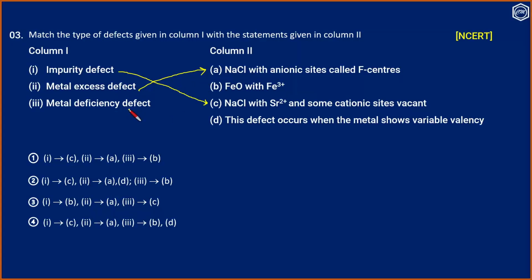Then metal deficiency defect. And this is ferrous oxide with Fe3+. Ferrous oxide with Fe3+ must be a non-stoichiometric compound. So therefore, this shows metal deficiency defect. So we can connect it to B. And this defect occurs when metal shows variable valency. Here iron shows Fe2+ and Fe3+. So this can be connected to D also.